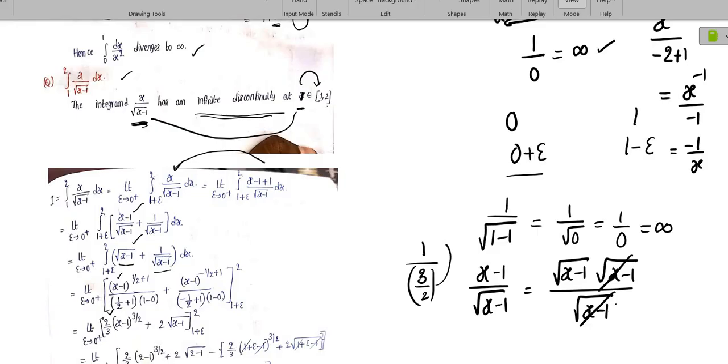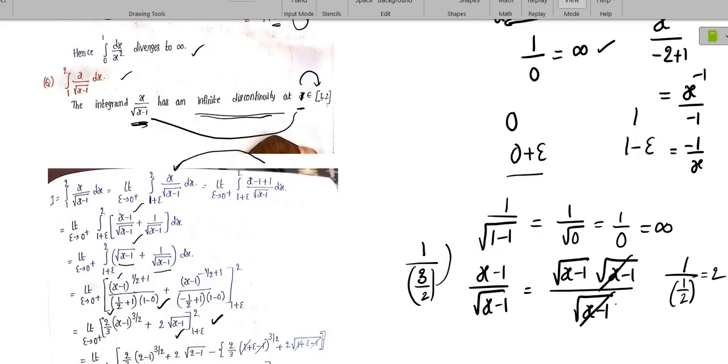So the simplification of this term is this term. (x − 1) to the power 3/2: the 3/2 goes to the numerator as 2/3. Here 1 − 1/2 is there, and 1/(1/2) is 2 only, that's why 2. 1 − 1/2 is 1/2. If any term has 1/2 as its power, then it can be written as the root of (x − 1).